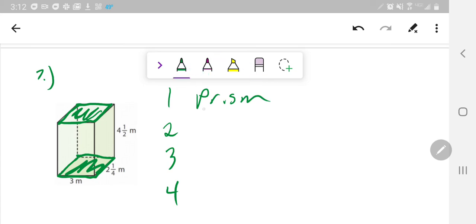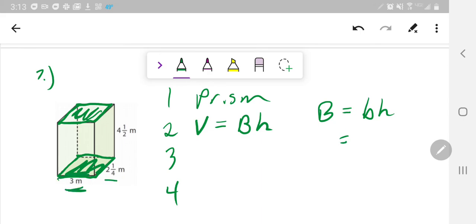Now, we need our formula for volume of a prism. That's going to be V equals big BH. And big B is going to be the area of our base. And we decided that the base was a rectangle, so to find the area of that, we're going to do BH. And we have down here, we have 3 and 2 1/4. So what I'll do is I'll do 3 and 2.25 since it's easier to type into my calculator. And I will get 6.75. Well, I guess I could have done that in my head.